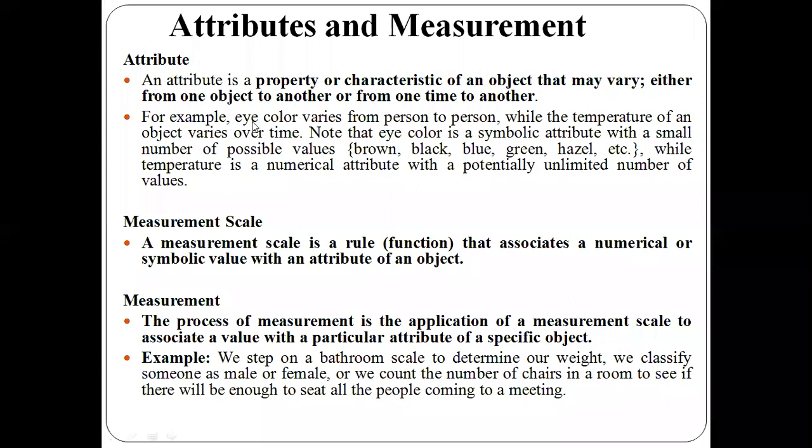For example, I'll give some examples here. Eye color varies from person to person. Normally, eye color is a symbolic attribute, or a string attribute. It has values like brown, black. Some people have brown eyes, some have black, some have blue, and some even have green, and then hazel. All these are attribute values corresponding to the attribute eye color. So this attribute varies from one person to another.